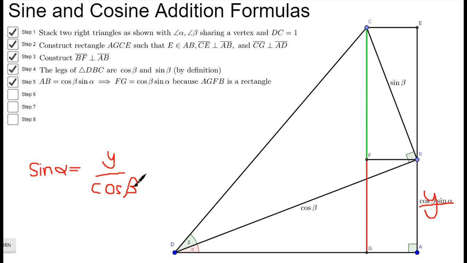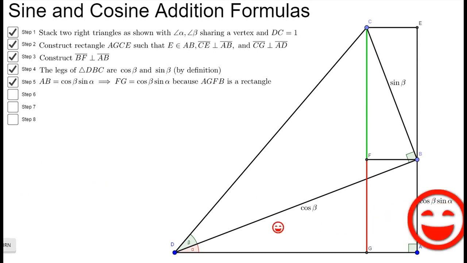So, right, if I multiply through on both sides of this equation by cosine beta, then I have Y equals cosine beta sine alpha. And so let me clear off the pen here, and you can see that we have this nice relationship over here proven. Okay, so this segment AB is cosine beta sine alpha, and I have a rectangle here, so this red segment is also equal to the same quantity.